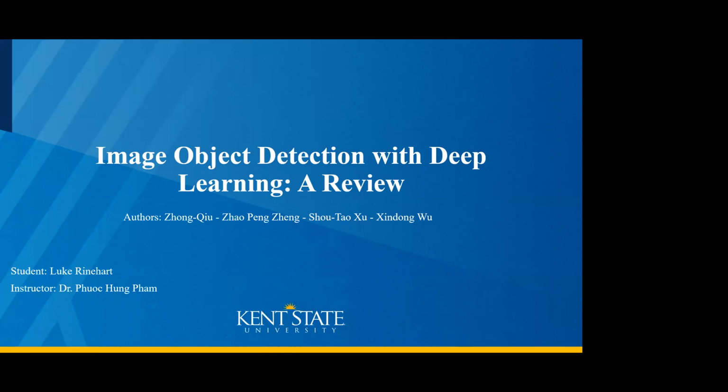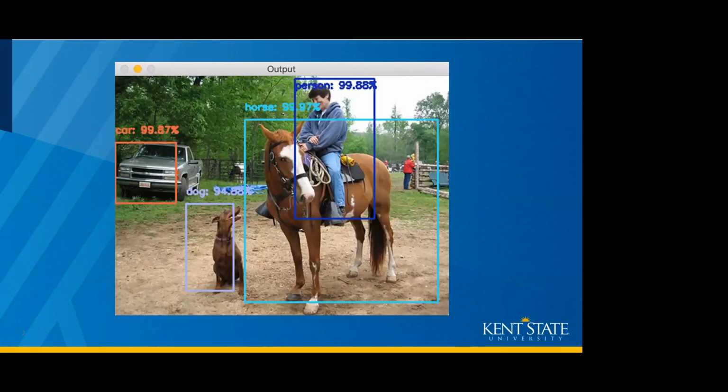on image object detection with deep learning through neural networks, because this has been a very developed area of computer vision over the last 2 years. So this paper came out in 2019. And here's just a simple image of the output for computer vision object detection.